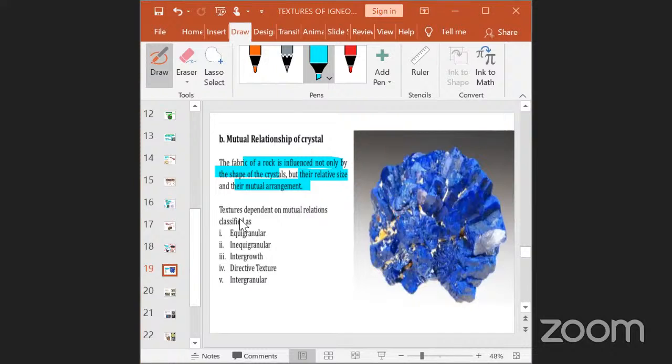So these textures depend on mutual relations and are classified into five types: equigranular, inequigranular, intergrowth, directive texture and intergranular texture. So these 5 types depend on mutual relationship, right? We will discuss them one by one. First one is equigranular. What is the equigranular?